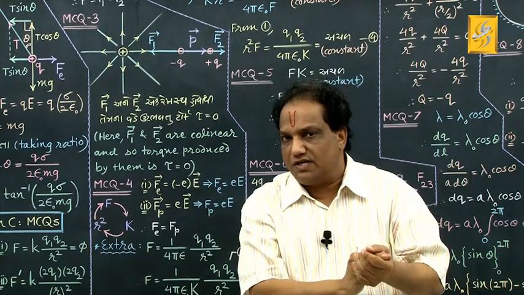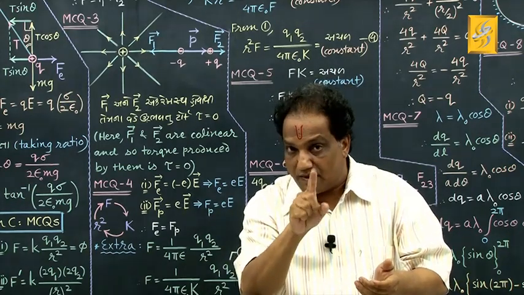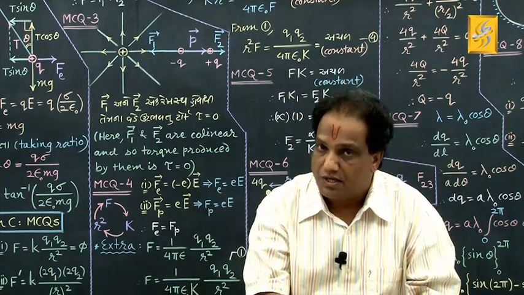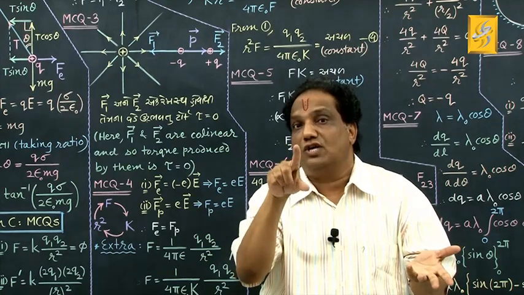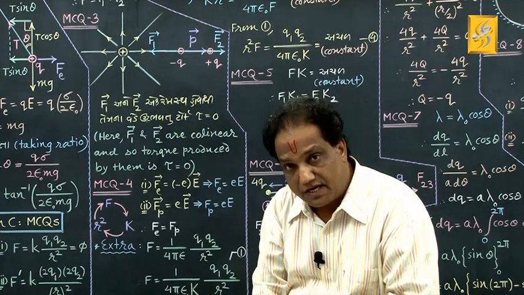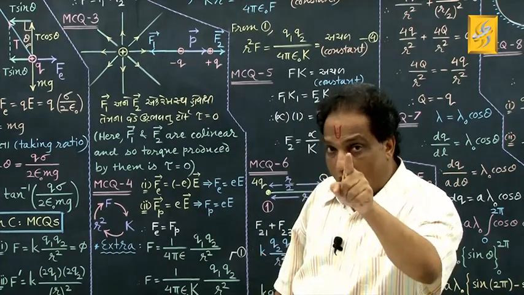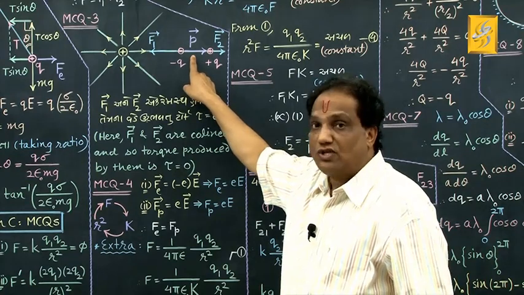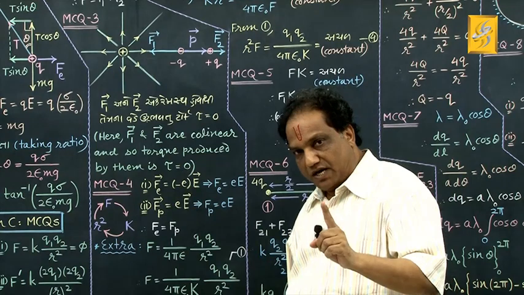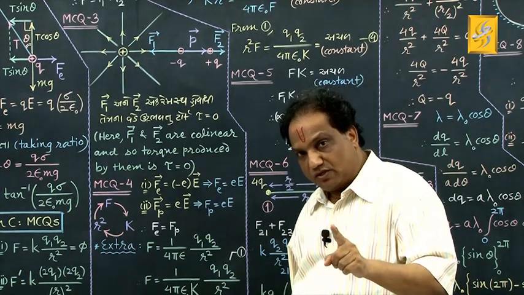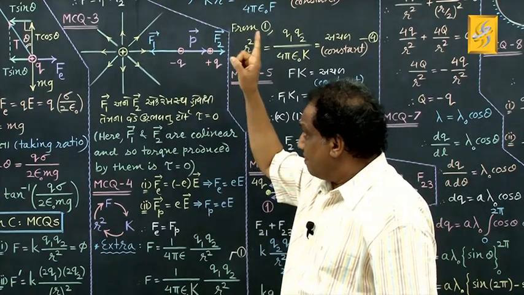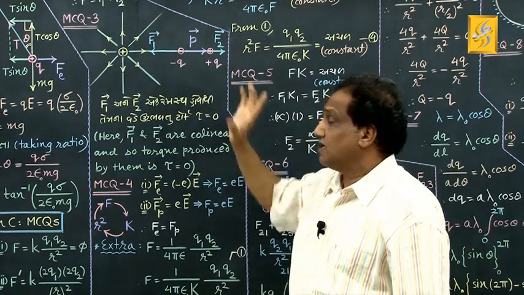Because the formula of torque is the magnitude of either force multiplied by the perpendicular distance between the lines of action of two oppositely directed forces. But that perpendicular distance right now is 0. So there cannot be any torque produced by such two forces, correct? So in this case, the torque exerted on this dipole would be 0. That's what I have written here, tau equal to 0, correct? But it is one of the possibilities. One of the possibilities, if you place the electric dipole this way, then only the resultant torque exerted on it would be 0.